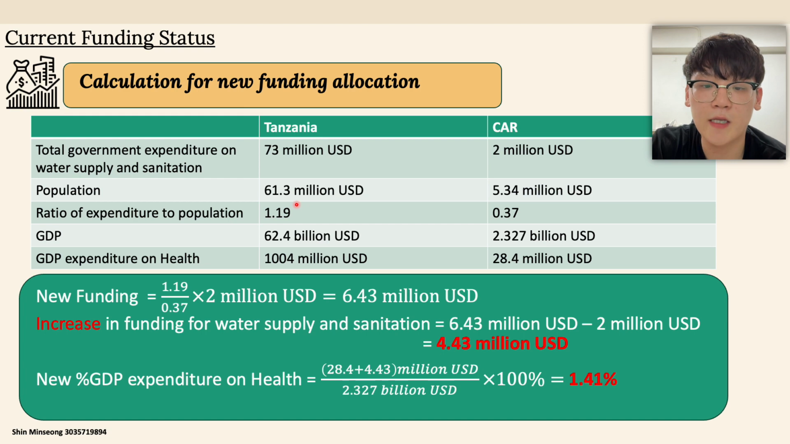Firstly, I obtained the ratio of total government expenditure on the water supply to the population of both countries, and then it was used to calculate the multiplier factor, which was 1.19 over 0.37, and then it was multiplied by the current expenditure of CAR and obtained the new funding amount, which was 6.43 million USD. As a result, 4.43 million USD was calculated as extra funding for the proposal, and it led to a new percentage GDP expenditure on health of 1.41%.